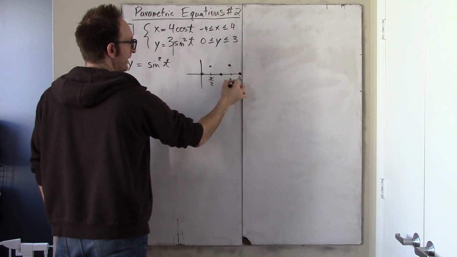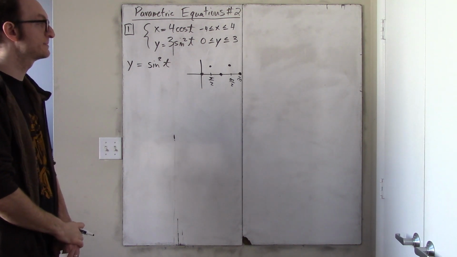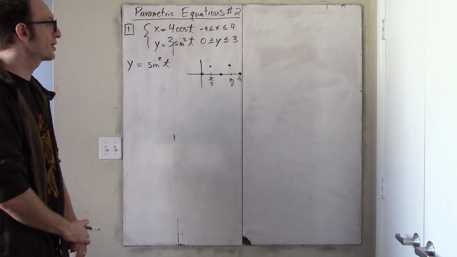That's 2 pi, that's 3 pi over 2. And so you can see that the function is periodic. You can see that its period will be pi. You can see that it's always positive.